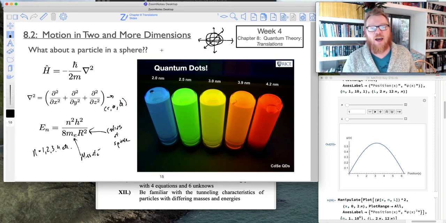So in other words, these nanoparticles are these little spheres. And they have a lot of electrons in them, but all the same, they have an electron or a mole of electrons in them, okay? Those electrons have energy level n squared h squared over 8 m_e r squared. And so as these nanoparticles actually get bigger, they become more red. As they actually get smaller, they become more blue, which is really, really cool.